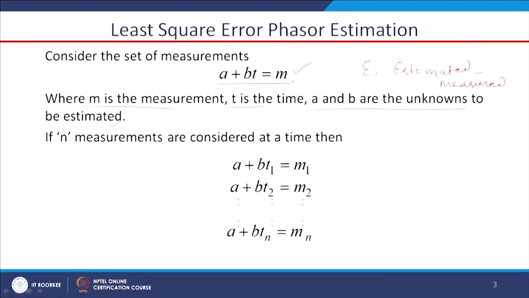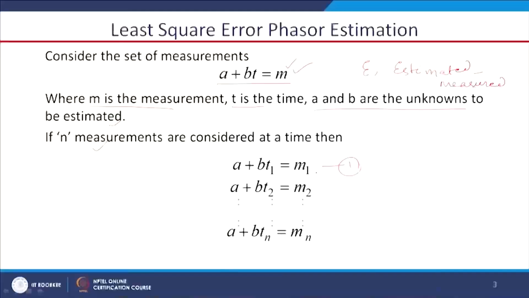In this particular equation, we have the measurement on the right side, and on the left side we have the estimation. From this formulation, we will see how the unknowns are calculated using the least square error based technique. Let us say we have n number of measurements in our power system.